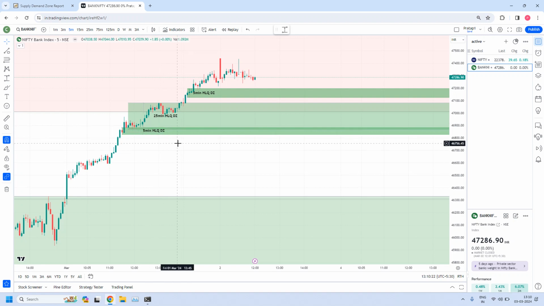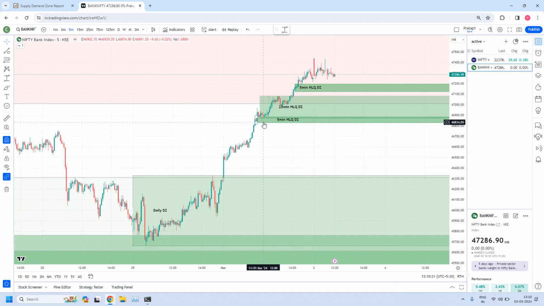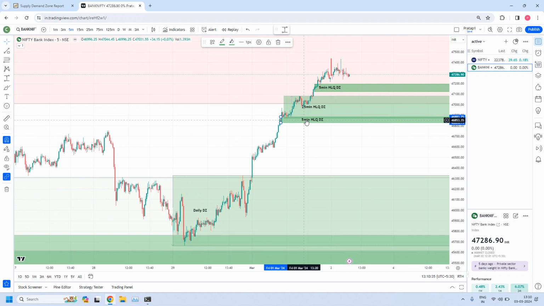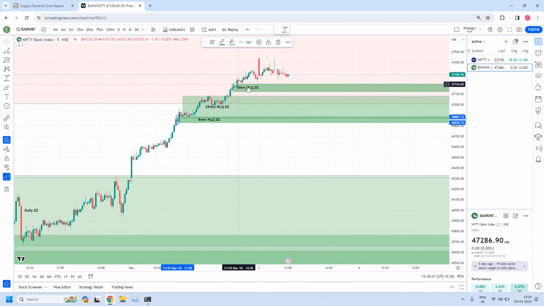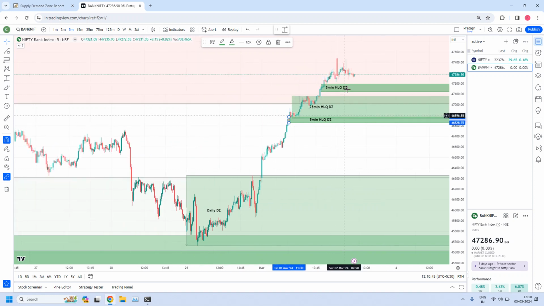Let me use the word providing instead of supplying. This is the zone providing the demand, the 5 minutes high liquidity. So that means strong order flow is there in this 5 minutes high liquidity. The first one, I don't know how strong it is going to be, but here we have the second one, 5 minutes, we have strong order flow.